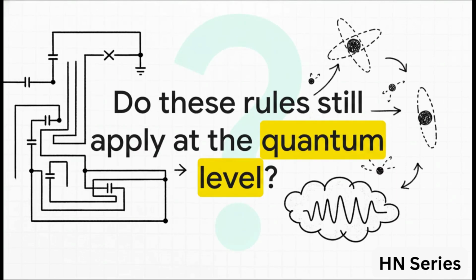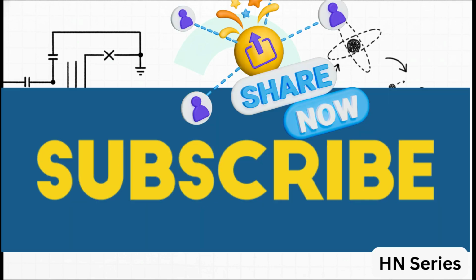So we've seen how these laws are the master keys to unlocking our entire electronic world. But it does leave you with a pretty cool question, doesn't it? These rules perfectly describe how charge flows on our scale, but what happens when you zoom way down to the quantum level, to a single electron? Do these same rules even apply?